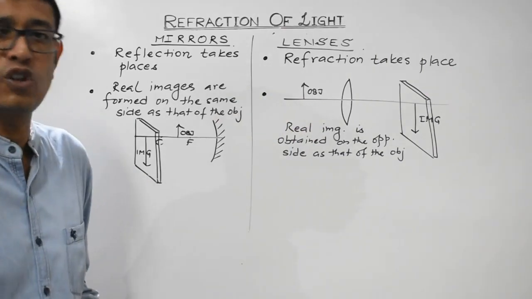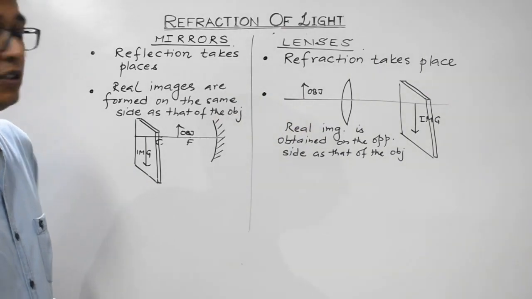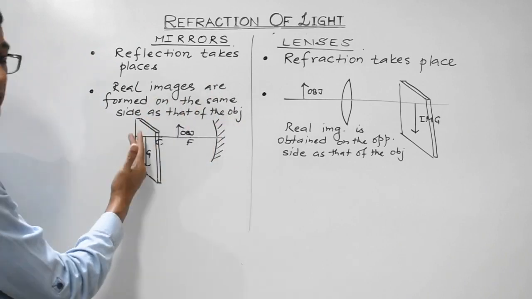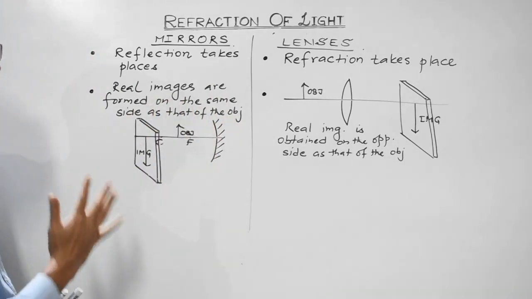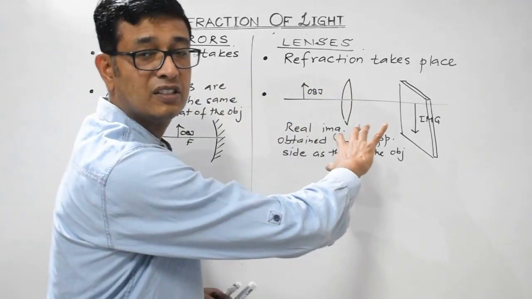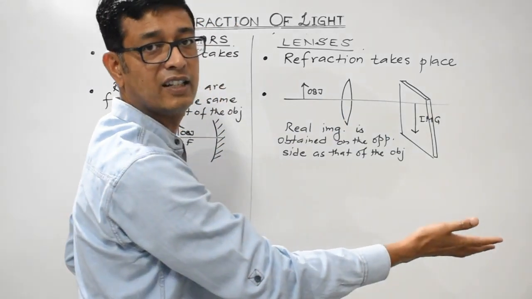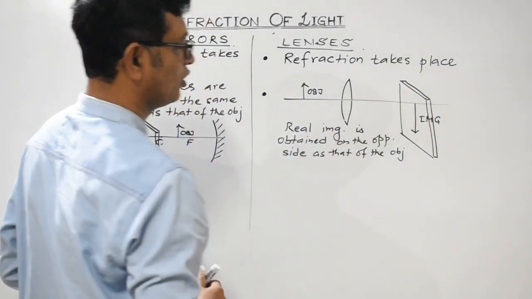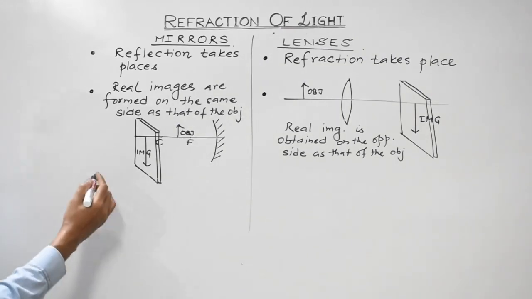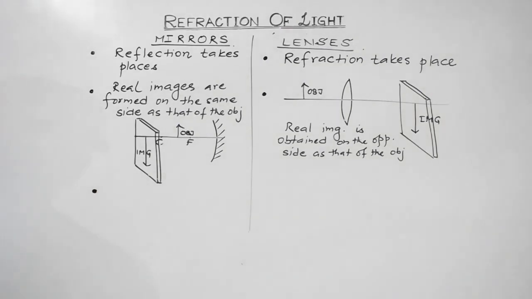There shouldn't be any sort of confusion. Students, in case of mirrors, the real images are always formed on the same side as that of the object. While in case of lenses, the real images are to be obtained on the other side as that of the object. Right? Okay. Let's consider next case.